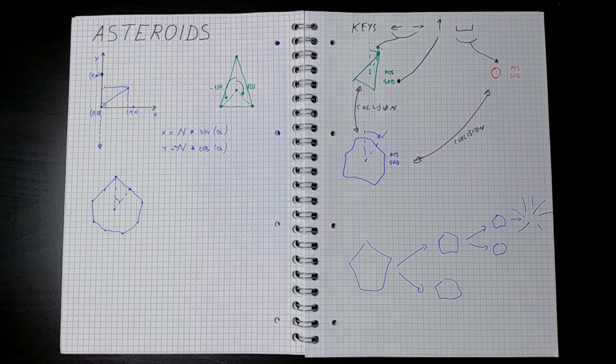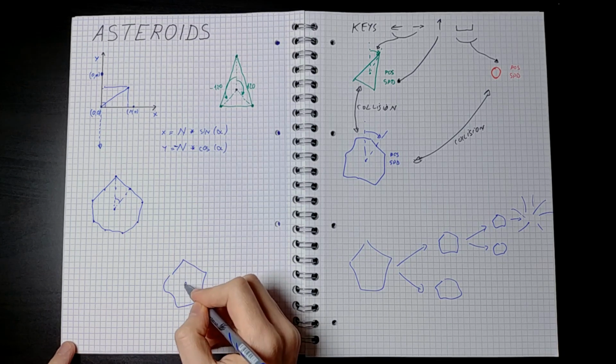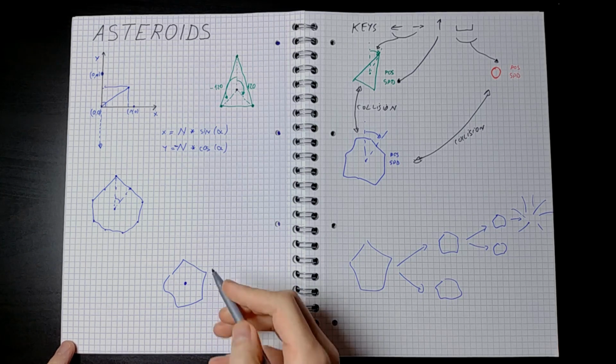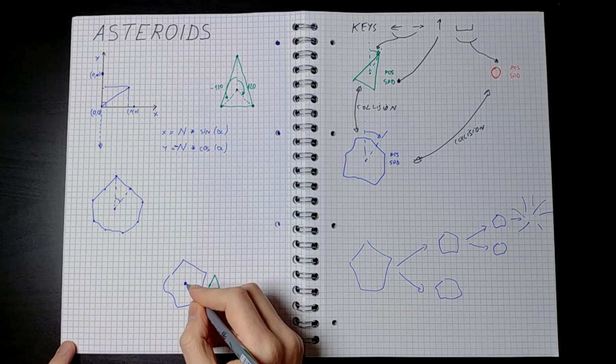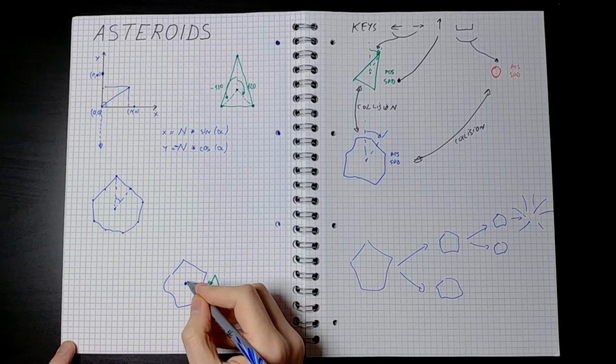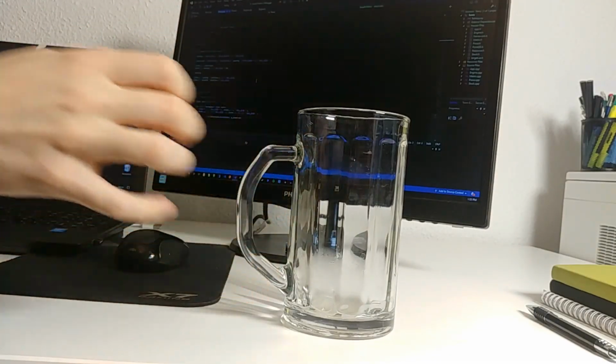For any of the collisions above, we can detect it by measuring the distance between the center of the asteroid and the location of the ship or projectile. If that distance is smaller than the size of the asteroid, boom, collision. Now the only thing left to do is to draw the ship, projectiles and asteroids. Let's put this into code.